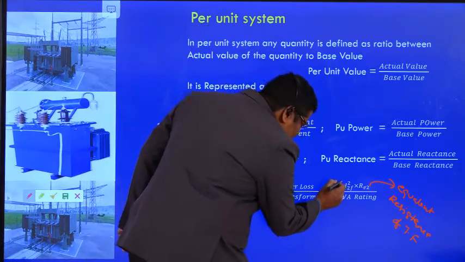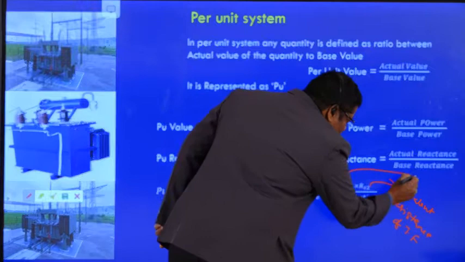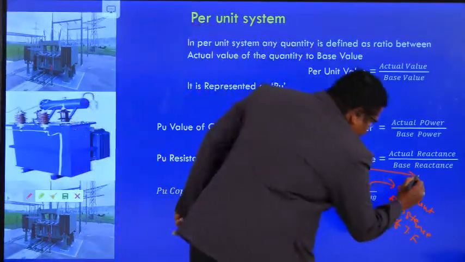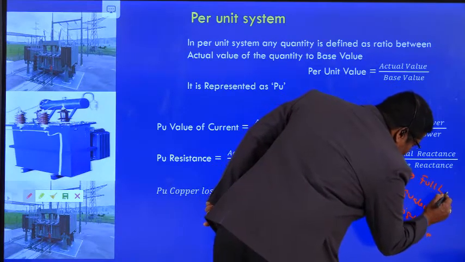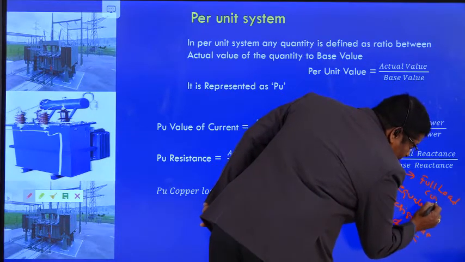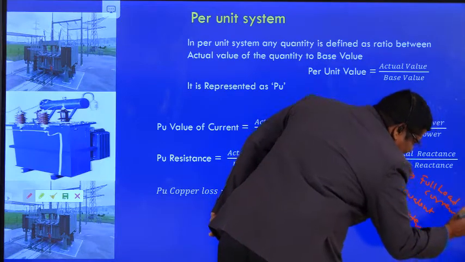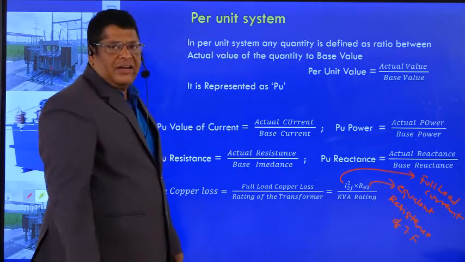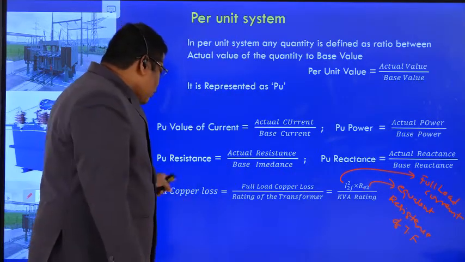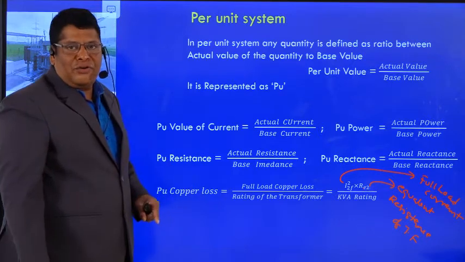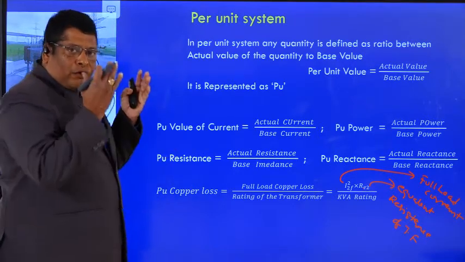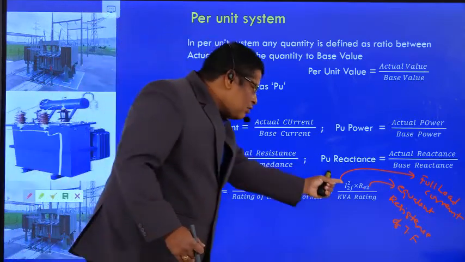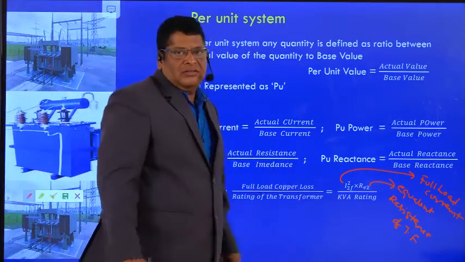In the same manner, I2F is the full load current in the secondary side. Next, divided by the kVA rating. In that manner, we are going to calculate the per unit copper loss: full load copper loss divided by the kVA rating. Numerator is power, denominator is also power.